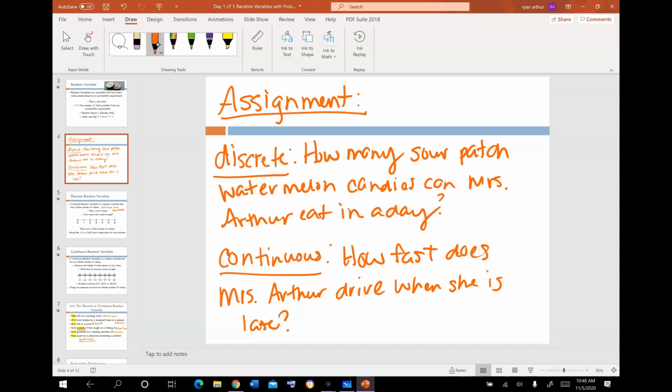All right, so go to Canvas, go to the discussion board, and that is your assignment today. Write a discrete question and then write a continuous example that has to do with something that you like or something about you. Okay, guys? All right, well, that's it for discrete versus continuous random variables today.